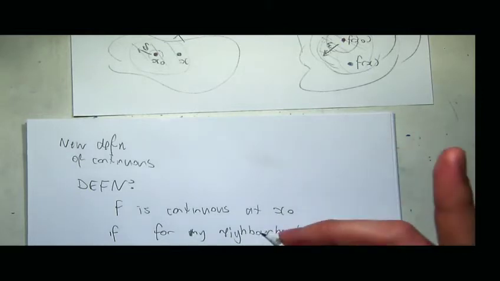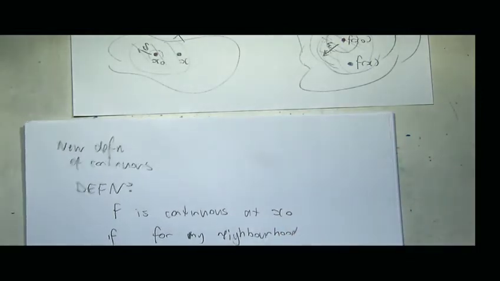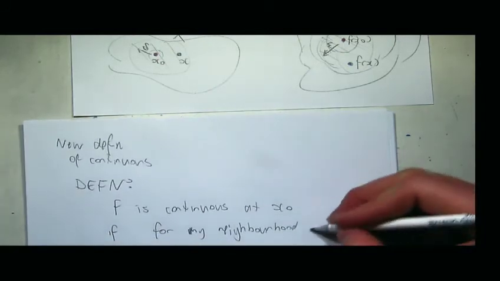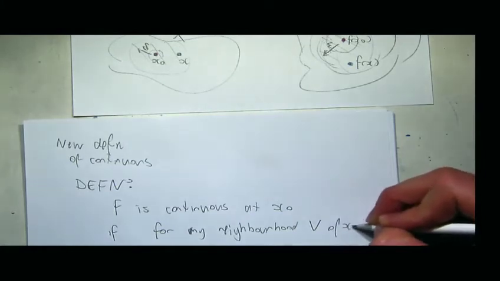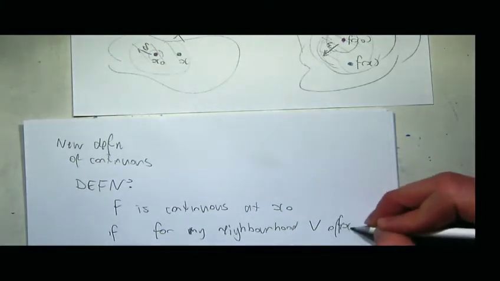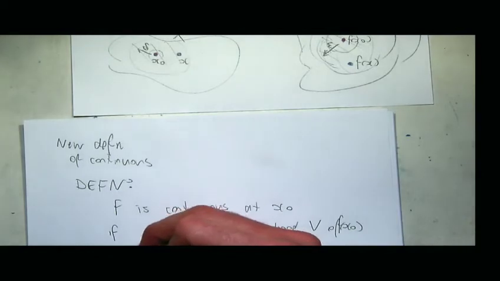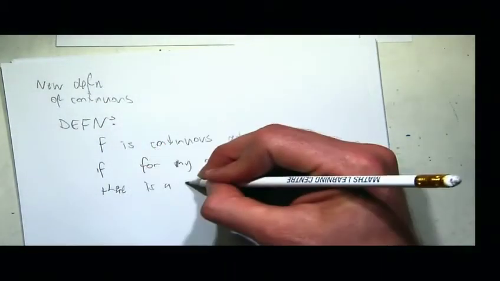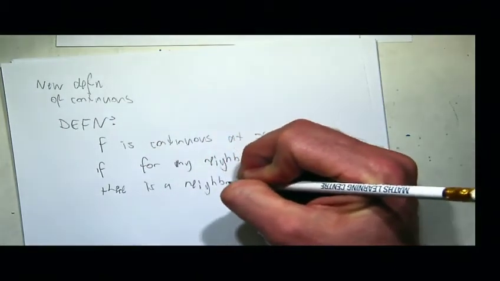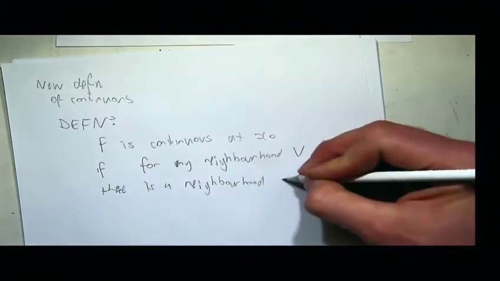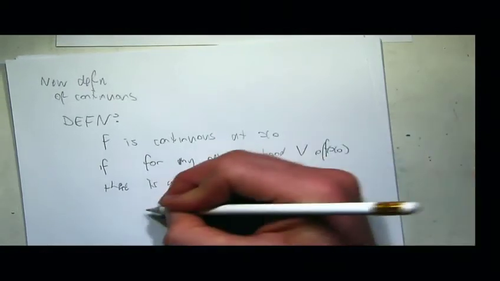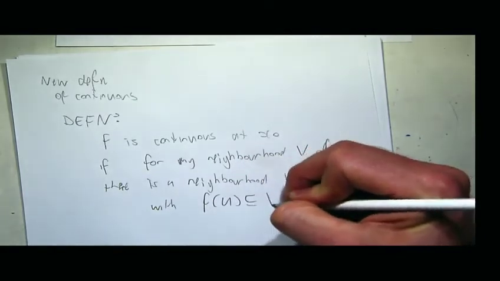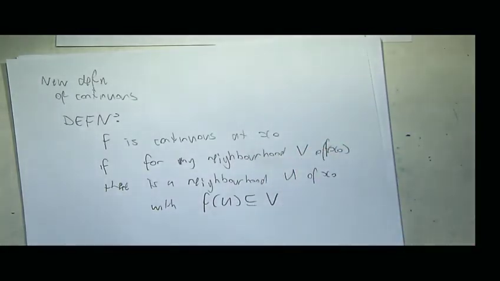Just a second, stop, just a second. This is not a definition. Ignore that. I will put it down anyway because it is here. If for any neighbourhood V of f of x naught, there is a neighbourhood u of x naught with f of the whole neighbourhood contained in V, which is exactly what I just drew.